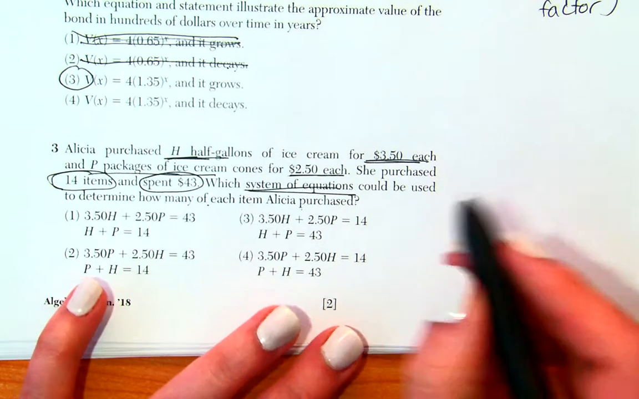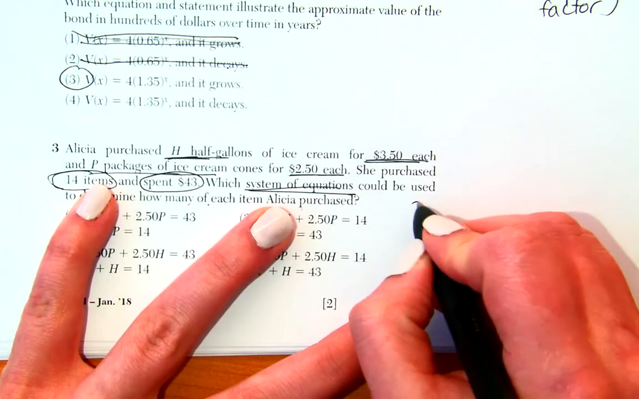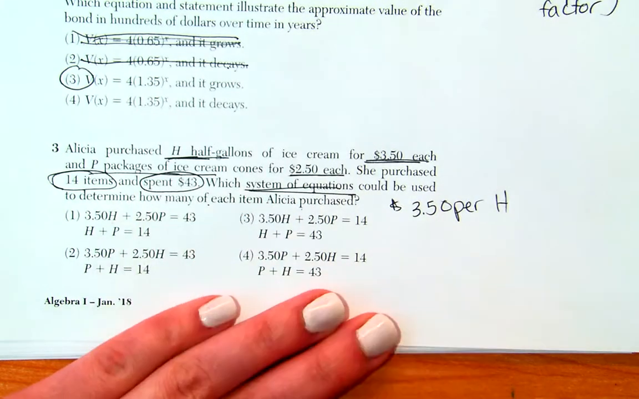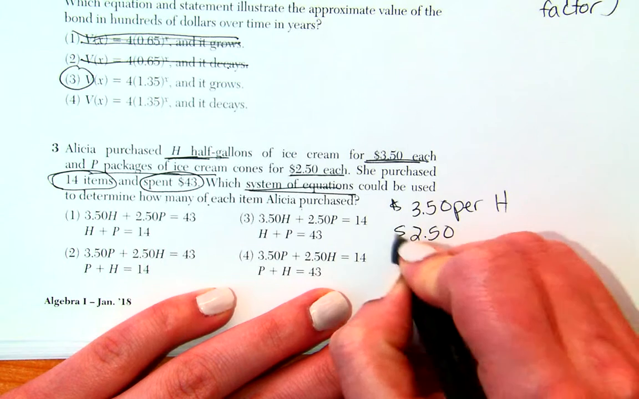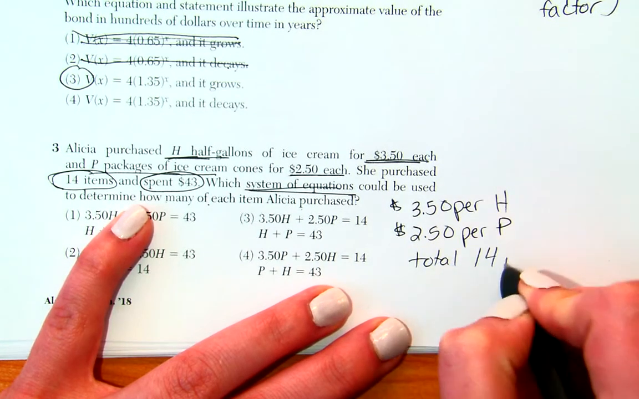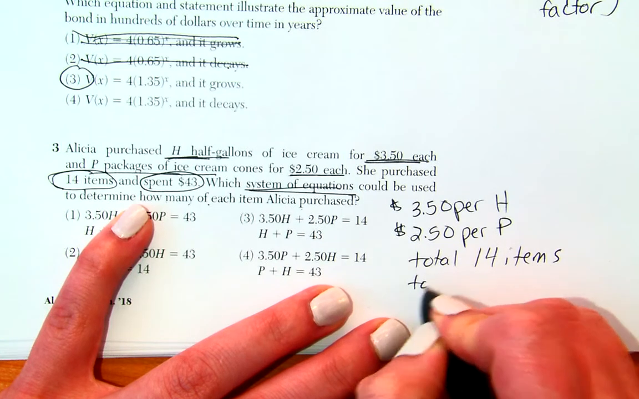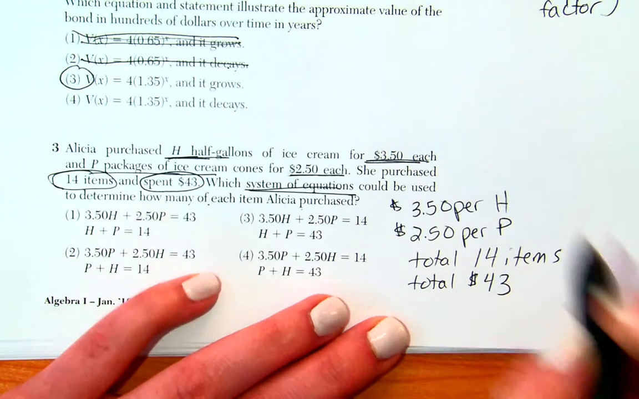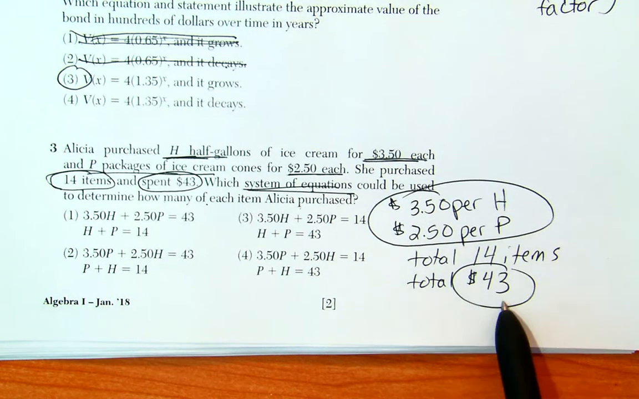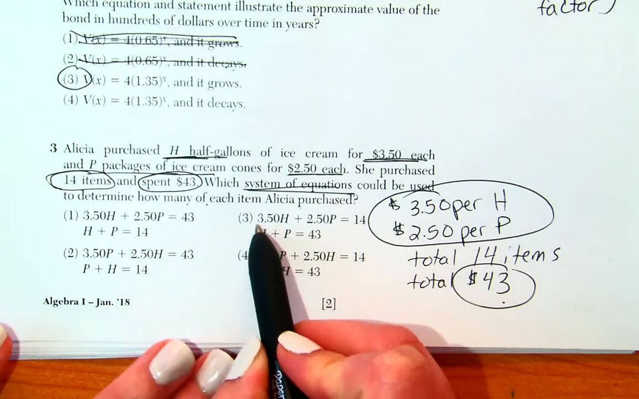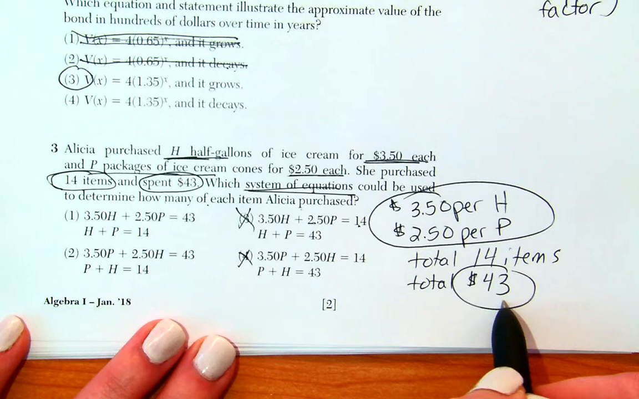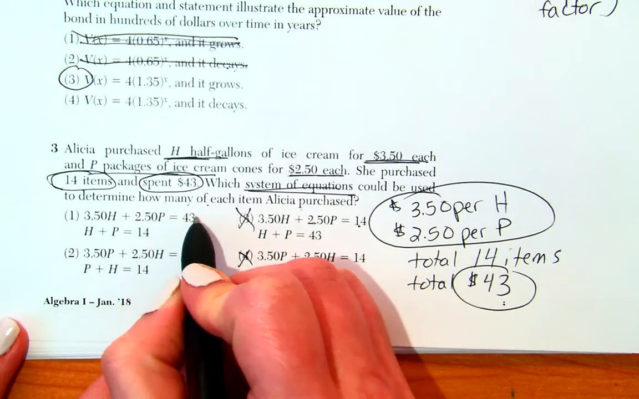So I identify this by rewriting. So it's $3.50 per H, right? They're using H for the half gallons. And $2.50 per P for packages of ice cream. We have a total of 14 items. And we have a total of $43. So I like to say that all of the money goes together. So 350H and 250P and 43 should all go together. So that cancels out 3 and 4 because 350, 250, and 14 don't go together. All the money does. So we know that this first equation is correct.